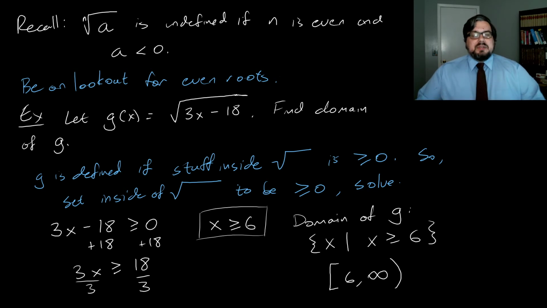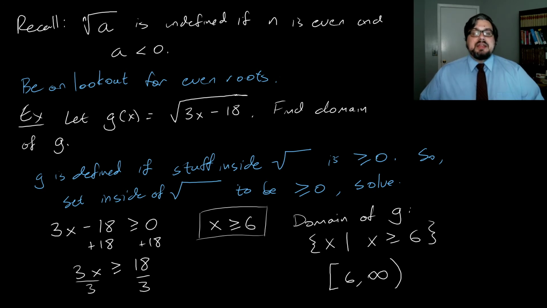The last thing that we need to talk about is what happens when you've got more than one of these going on. What happens if you've got a function that has both radicals, both square roots or fourth roots or sixth roots or whatever, and fractions? Or maybe it has two fractions, or maybe it has more than one square root.